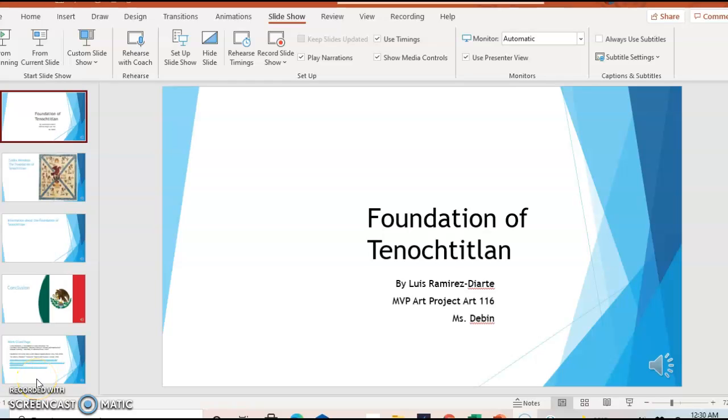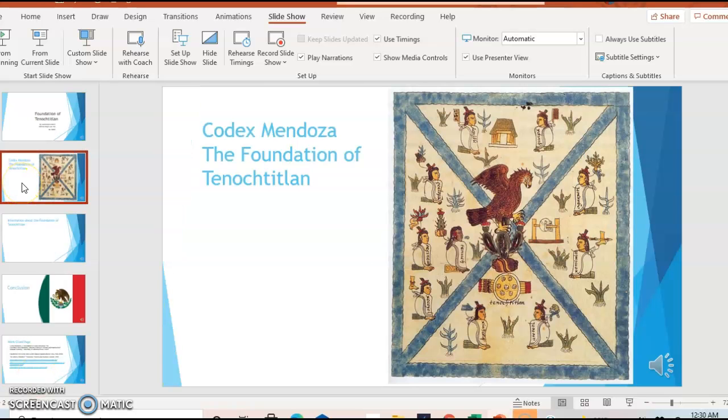Foundation of Tenochtitlan by Luis Ramirez Ciarte. The MVP I chose was the Foundation of Tenochtitlan from the Codex Mendoza.